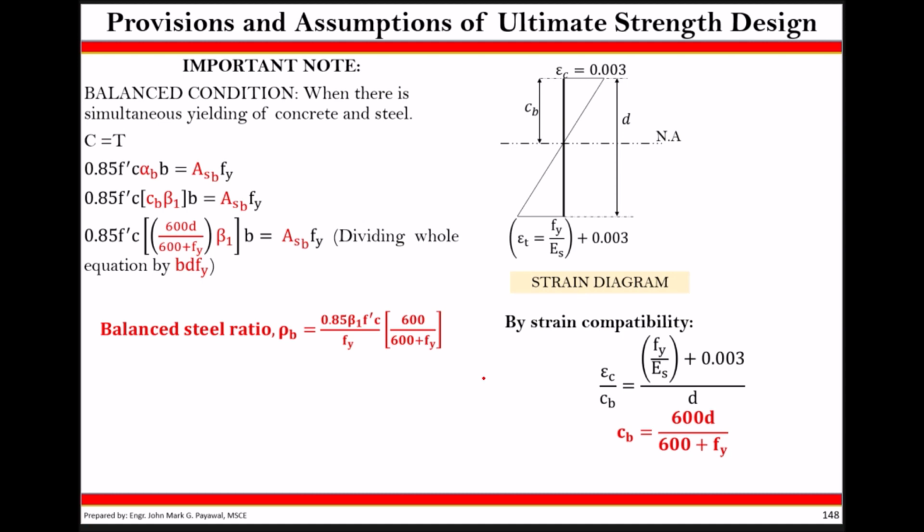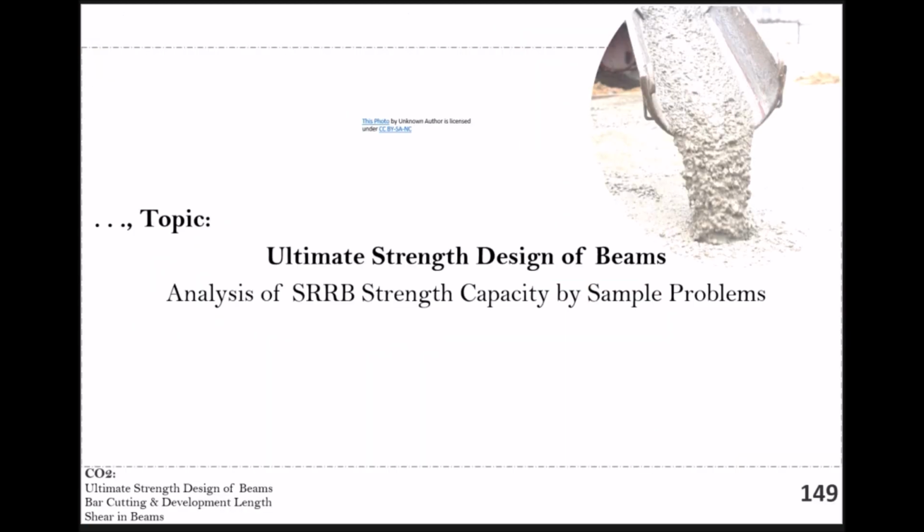So that's the provisions and assumptions of ultimate strength design for a singly reinforced rectangular beam. The next discussion would be about analysis of SRRB strength capacity by sample problems. So I have prepared ample amount of sample problems that would illustrate the application of our assumptions and provisions. That would be discussed in my next video.